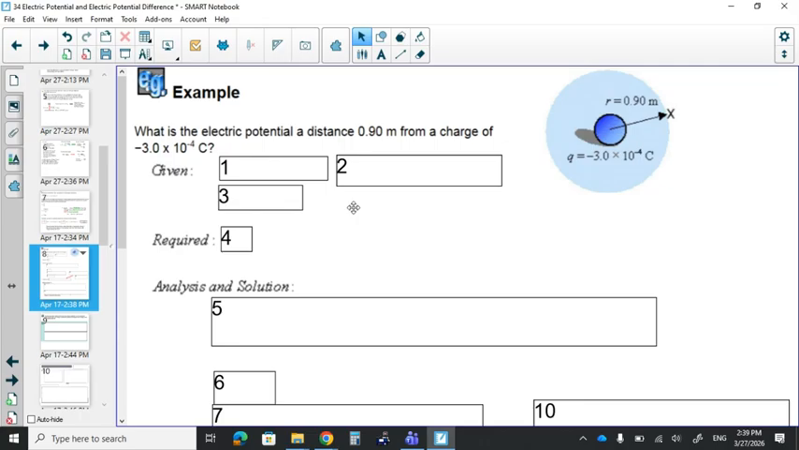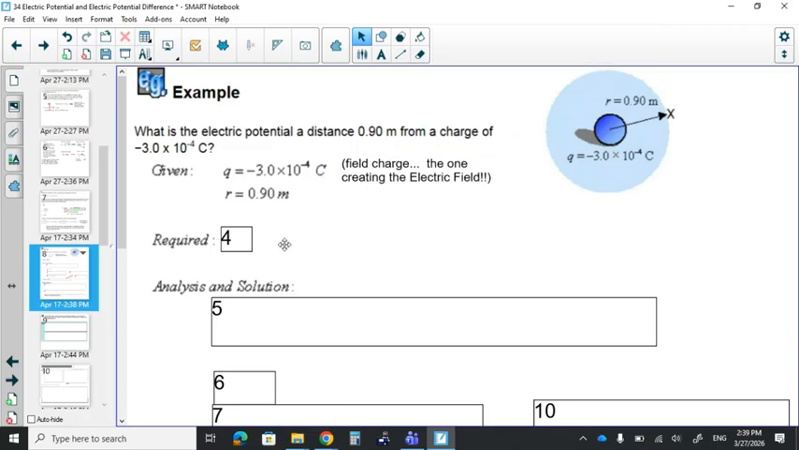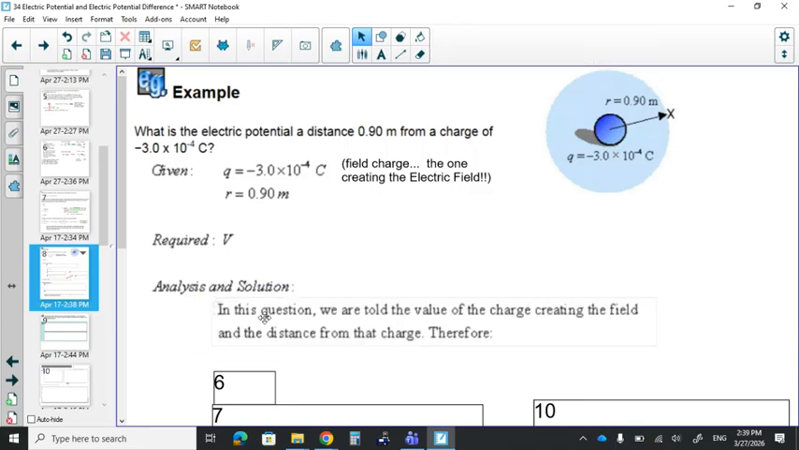All right, so what this looks like, right? It says, what is the electric potential a distance of 0.90 meters from a charge of -3 times 10 to the -4? So we want to look at what the electric potential is at that spot. Obviously we're given the charge and the distance away. This charge here, the -3, is the one that's making the electric field, of course. So we want the electric potential. I almost said voltage. It's units of voltage, right? But V is electric potential.